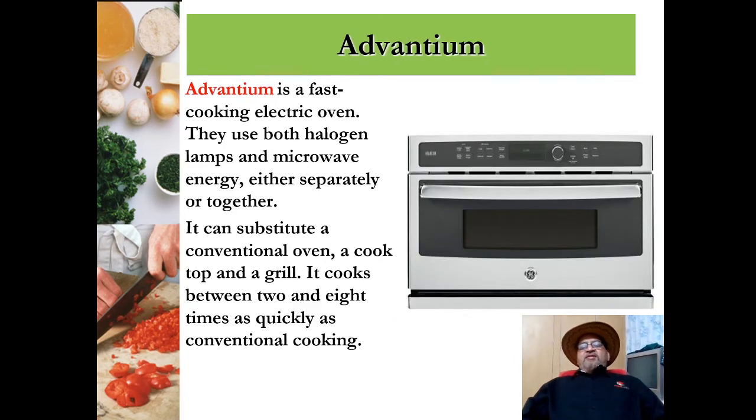Adventitious baking is a fast cooking electric oven. They use both halogen lamps and microwave energy either separately or together. It can substitute a conventional oven, a cooktop, and a grill, all rolled into one. It cooks between 2 and 8 times as quickly as conventional cooking. Adventitious cooking is one of the modern methods of cooking.